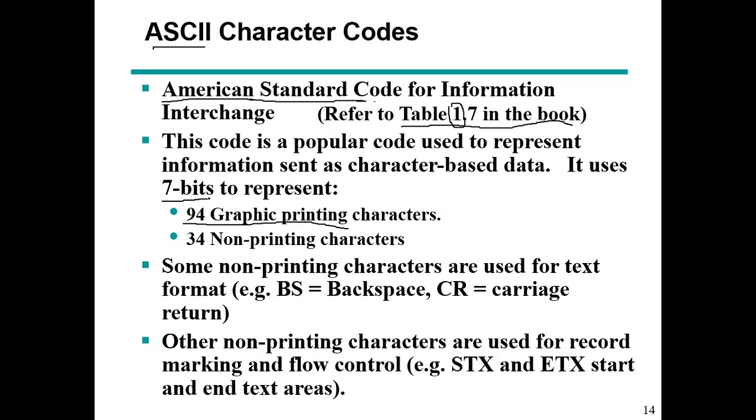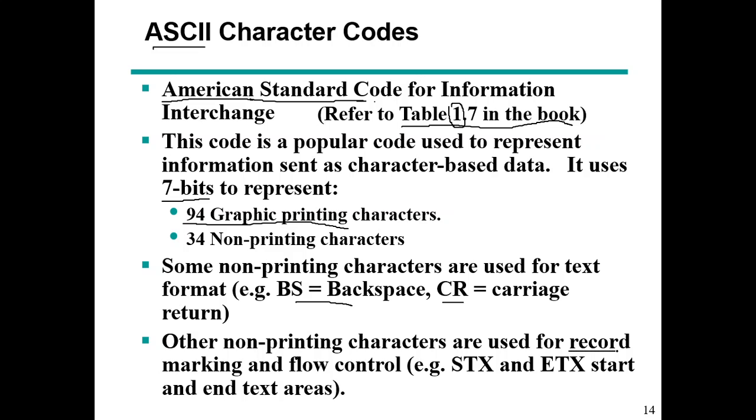Now जो information ये represent करता है उसमें there are 94 graphic printing characters, 94 characters that are printable, and then there are non-printable characters, ठीक है. जैसे ये enter है, carriage return, this is basically your enter key, the up arrow, down arrow, backspace, delete, space character, ठीक है. So these are all non-printing characters. Then there are some non-printing characters which are used for record marking.